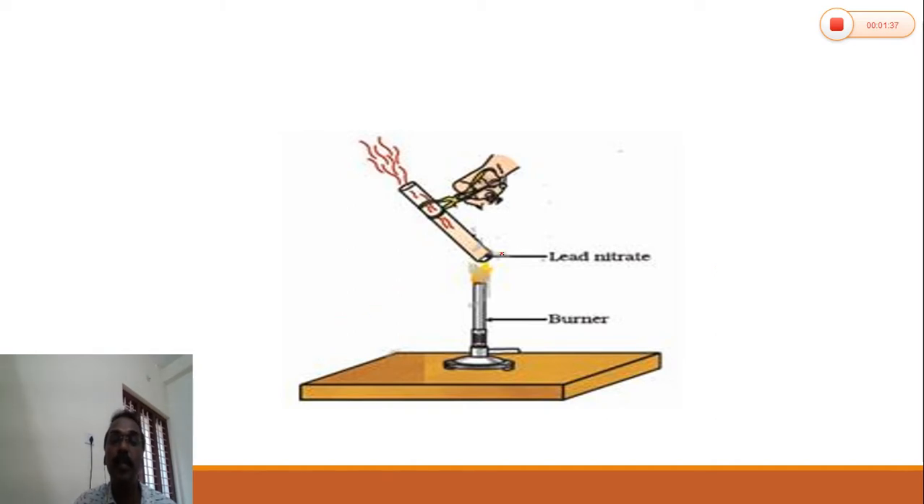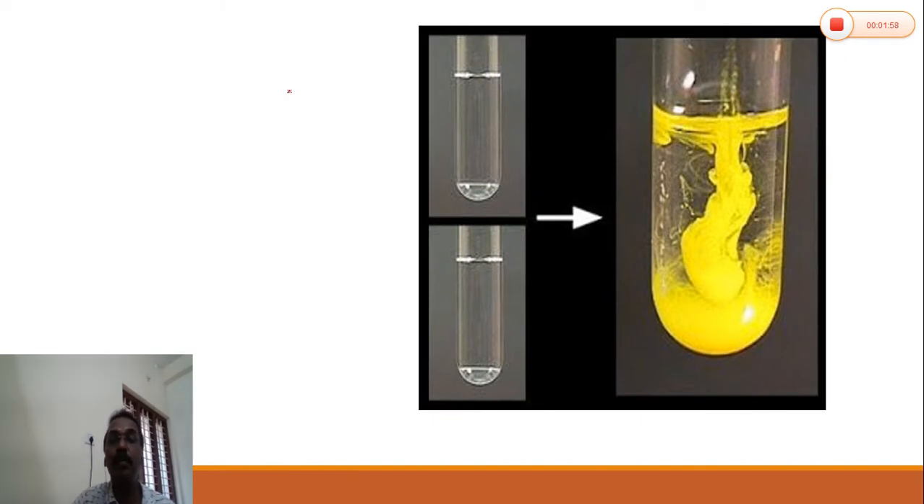Now, this is a diagram showing lead nitrate on heating. Some gas is evolved. Usually, the gas is nitrogen dioxide, NO2, which is a brown colored gas. Here, gas is evolved.